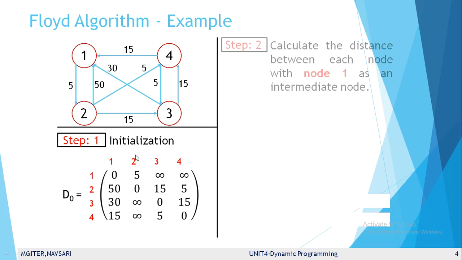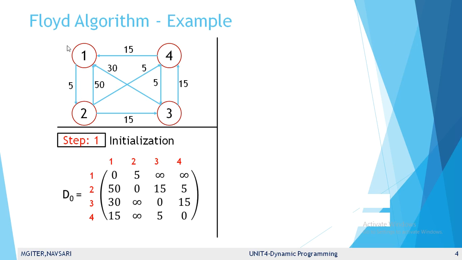And 1 to 2, the distance is 5. So here we write 5. 1 to 3 means there is no direct edge given, so we write infinity here. Same for 1 to 4, no direct edge is given, so here we write infinity.